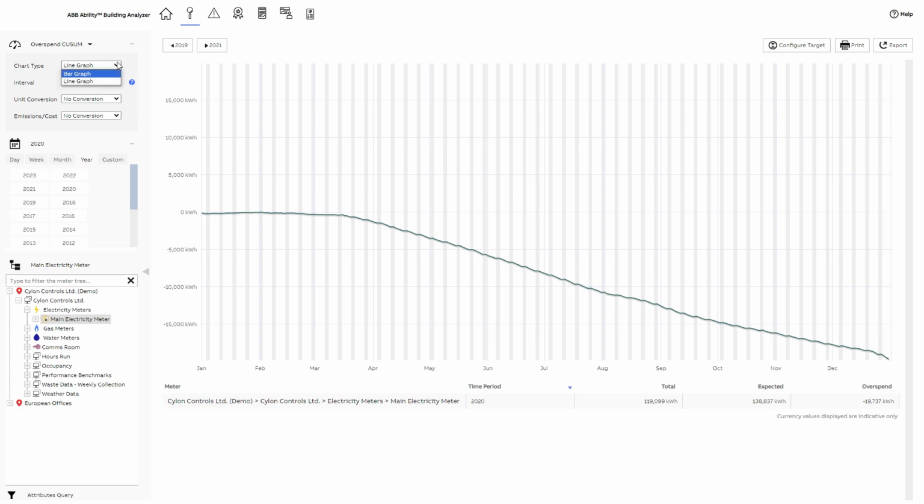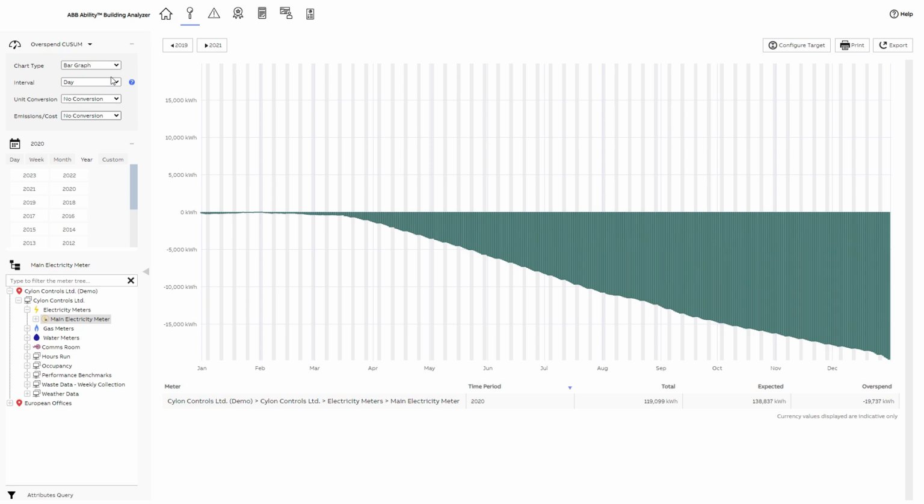You can also select the bar graph to represent overspend or underspend in a more striking way. To see the impact the savings have on cost or emissions, you can select a unit conversion here.